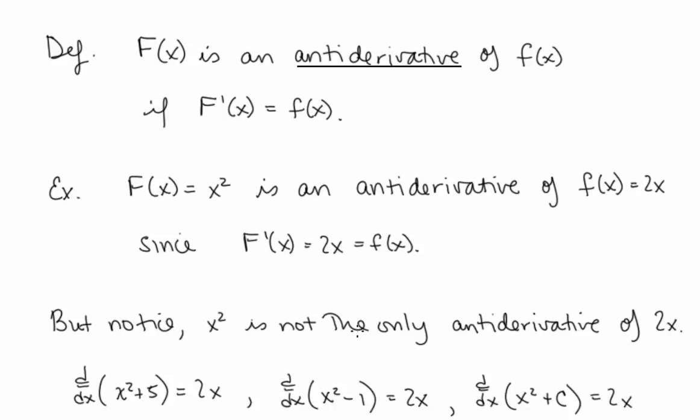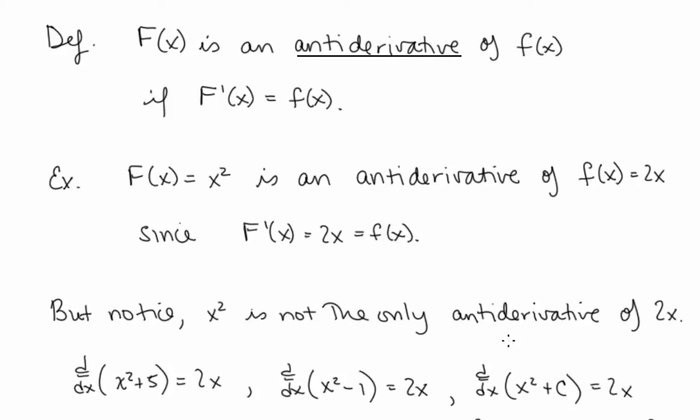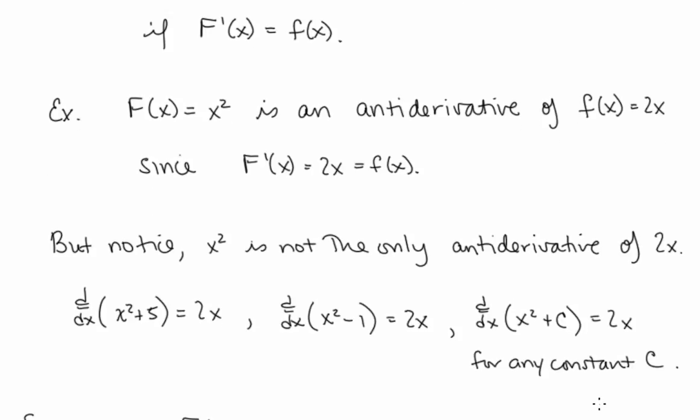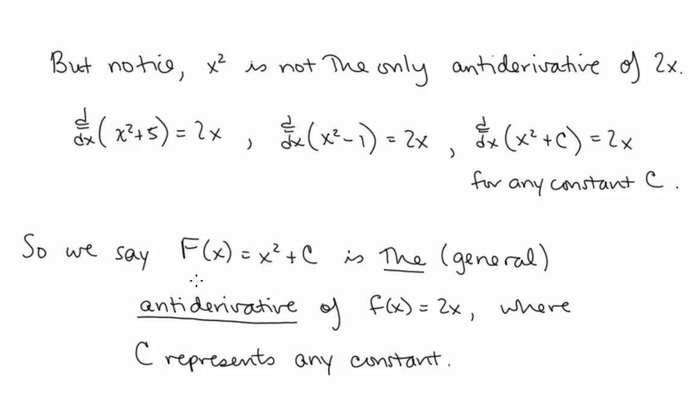But notice, x squared is not the only antiderivative of 2x. The derivative of x squared plus 5 is 2x. The derivative of x squared minus 1 is also 2x. In fact, the derivative of x squared plus any constant is equal to 2x. So when we talk about antiderivatives, we want to account for the entire family of functions that all have the same derivative. So we say that F of x equals x squared plus c is the general antiderivative of f of x equals 2x, where c represents any constant.